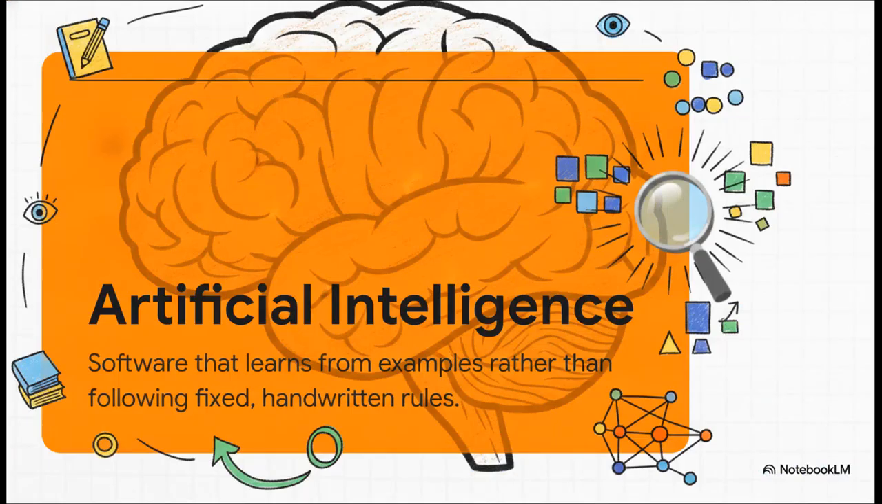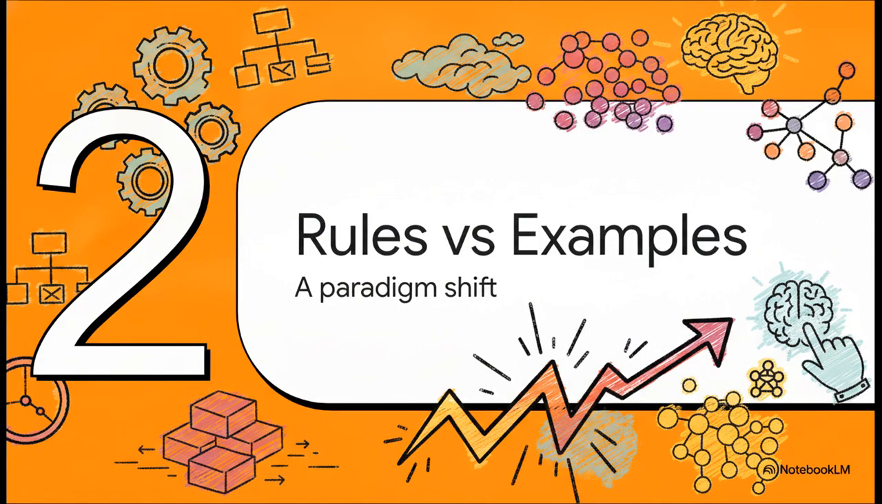Well, here is a truly robust, totally jargon-free definition for you. AI is simply software that learns from examples rather than following fixed, handwritten rules. It improves its behavior by processing data. So when you hear the word intelligence in this context, definitely don't think of human consciousness or a mind. Think of it more as dynamic, probabilistic pattern recognition rather than the strict, deterministic logic you're probably used to writing every day. That takes us to part two, rules versus examples.